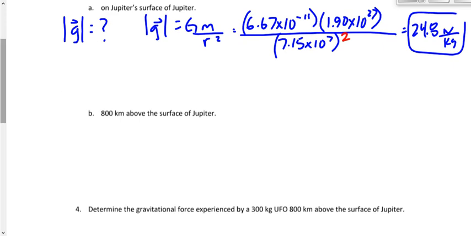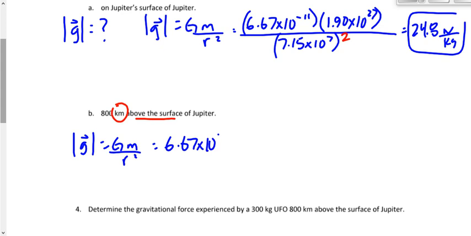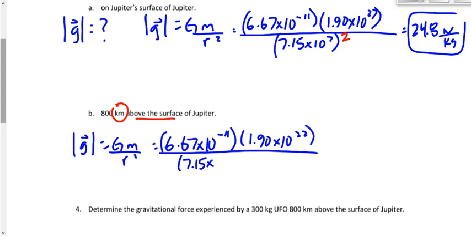Now, what do you got to watch out for in B? The gravitational field strength 800 kilometers above the surface. Yep, the fact that it's kilometers and the fact that it's above the surface, right? Both of those things. So we're going to do pretty much the same thing, but we've got to be careful to use the right R. The value of R should be 7.15 times 10 to the 7 plus 800,000. And then it's all got to be inside brackets, and then you got to square that total distance from this point above the surface to the center of Jupiter.